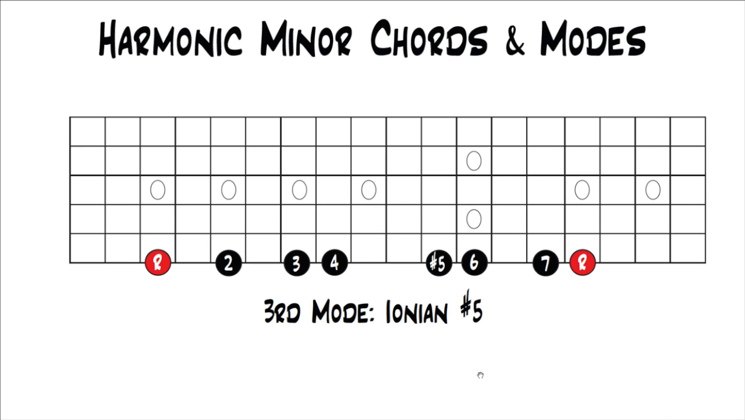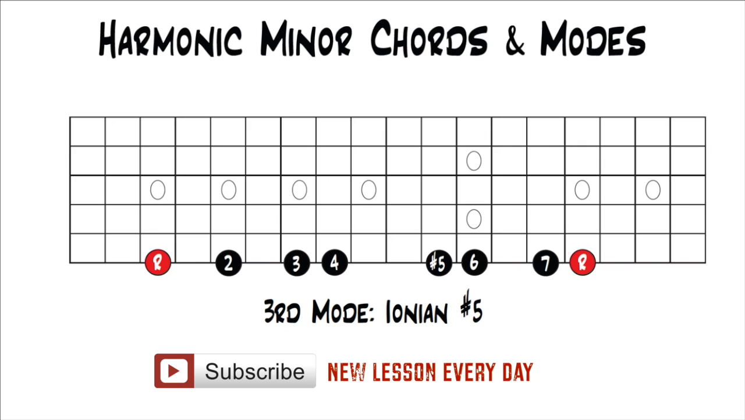The next mode, the third mode, is Ionian Sharp 5. So I'm sure you can figure out that if you took the Ionian mode, sharp the 5th, you would get this mode. That gives you root, 2, 3, 4, sharp 5, 6, 7. And this isn't a very common mode, but a little more common than the last mode.